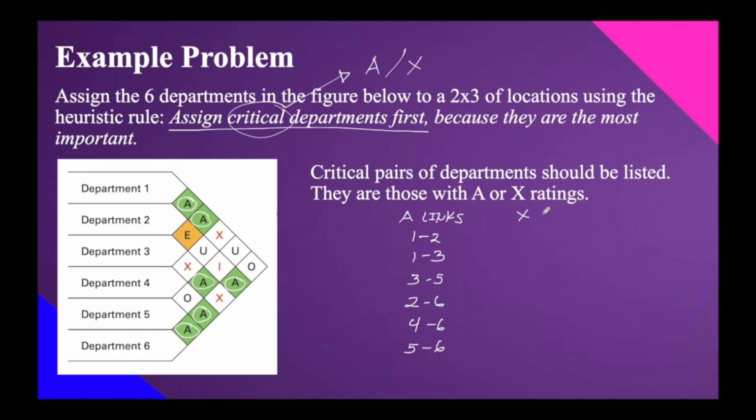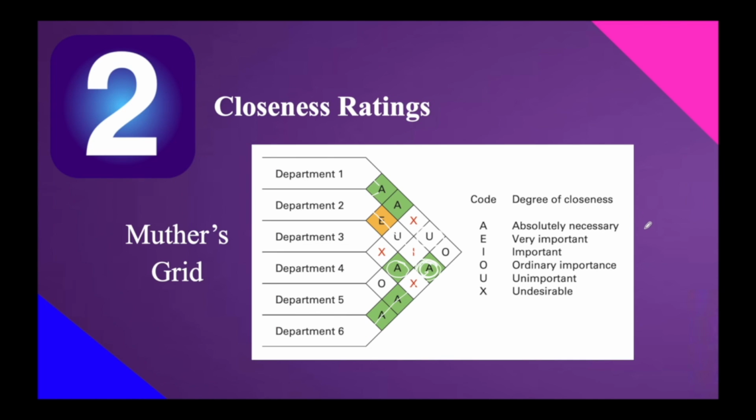And yung mga X links naman natin, we have here Department 1 to 4. Next, we have 3 to 6. And lastly, Department 3 to 4. Okay, so those are the A links and the X links. Just like what I have said before, ang pinaka-importante is the first one and the last one, the A and the X.